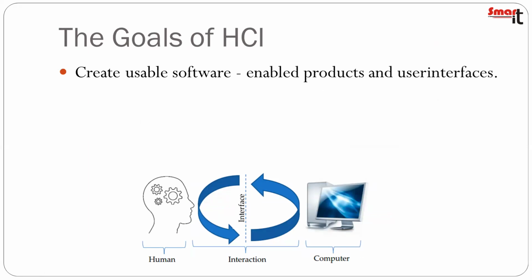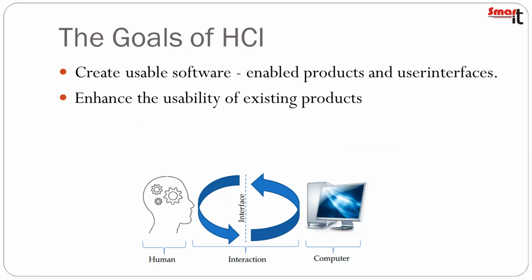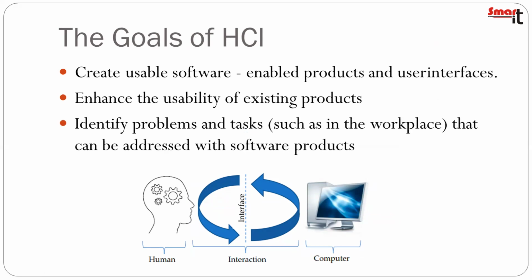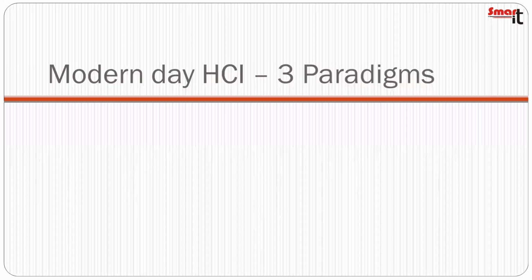So what are the goals of HCI? One is to create usable software. It means it should have a good usability interface for the software, and enhance the usability of existing products. If there is an already developed product, we try to make it accessible in an easier manner, and identify problems and tasks, such as in the workplace maybe. Addressing those problems is also one of the goals of HCI.